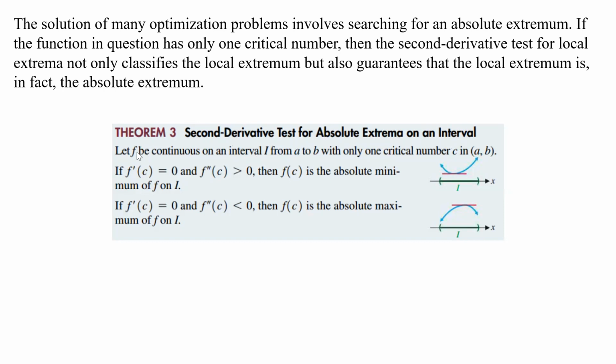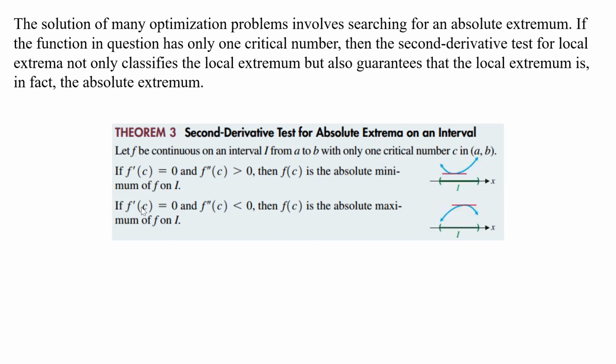on an interval. So let f be continuous on the interval I, so wherever the interval is, from A to B, with only one critical number C in that interval. So it's going to be here or here, basically. Now, if the first derivative of f at C is equal to 0, and the second derivative is greater than 0, then f of C is the absolute minimum of f on I.